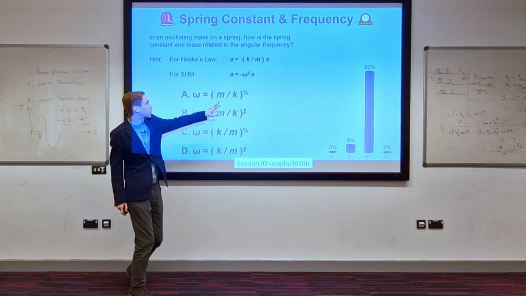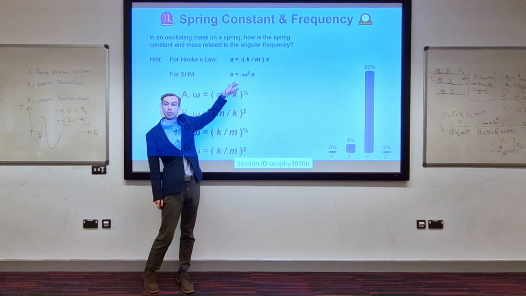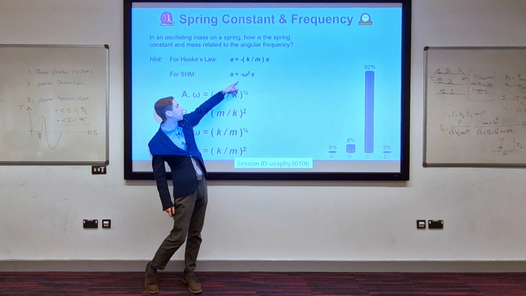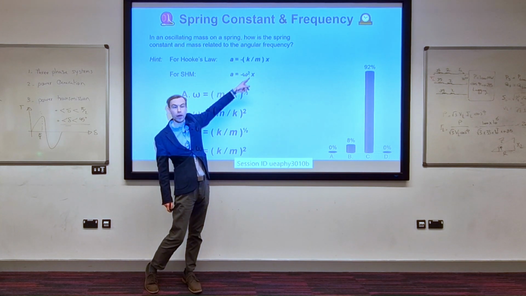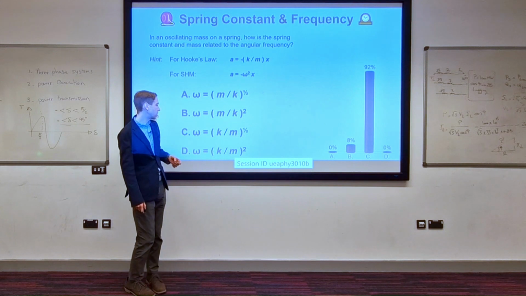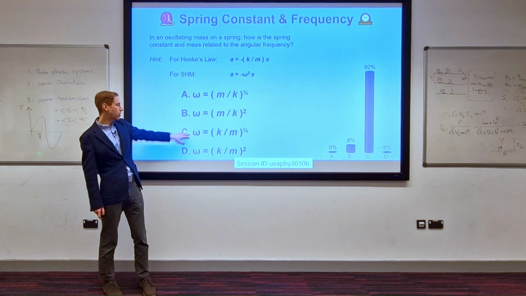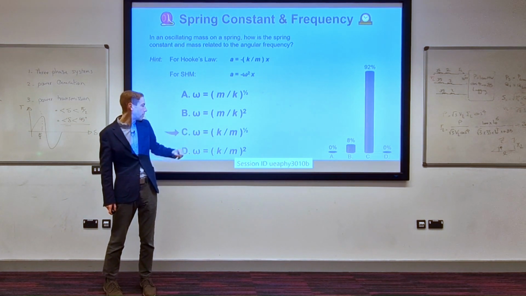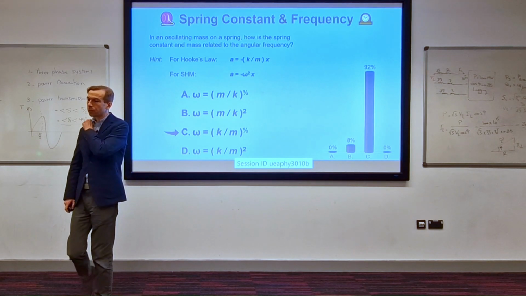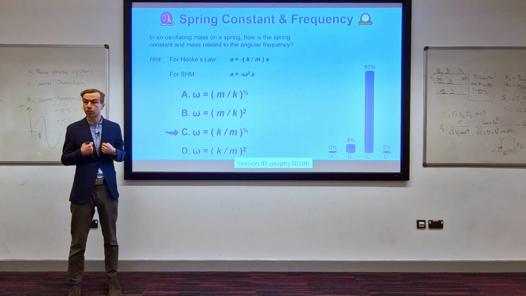So the key thing is that both equations have this same form. So we know that this omega squared has to equal k over m. So then, we just take the square root, and what do we get here? We get that omega is equal to the square root of k over m. So very well done, everybody, with that question, okay?